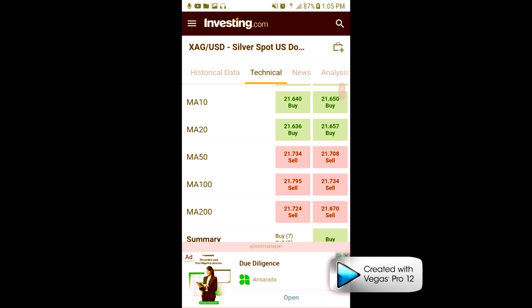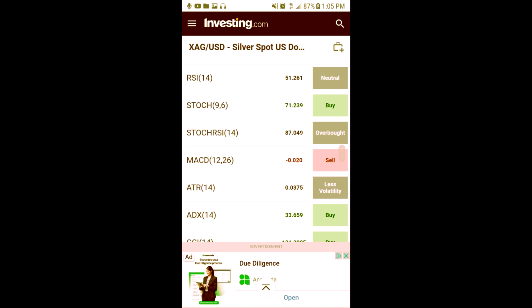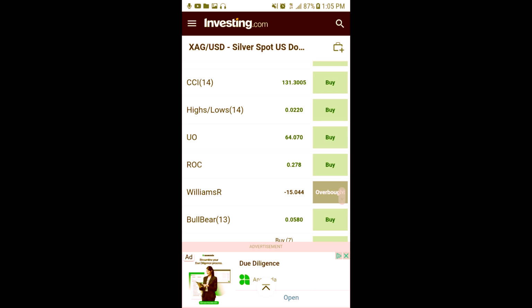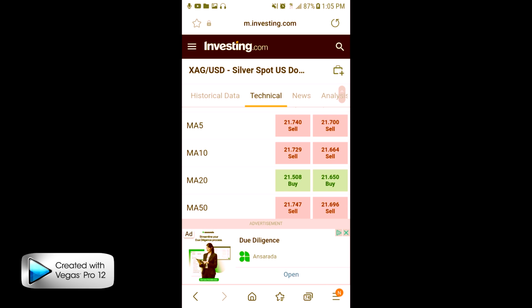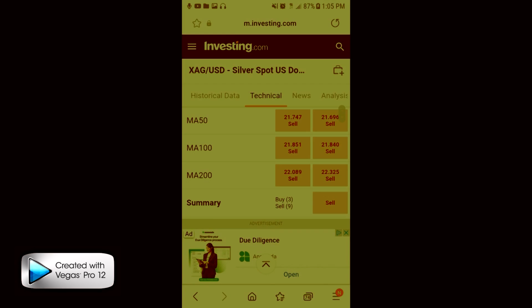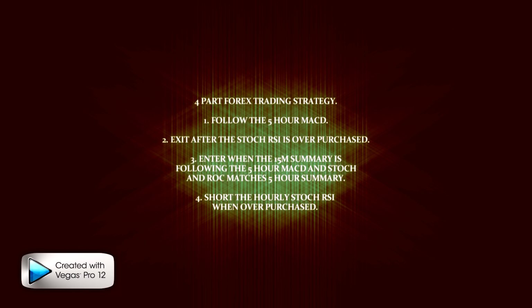The RSI 14 period is 51.261. It says neutral. The stochastic is very important. RSI, stochastic RSI, the MACD: these are the first 4 indicators you see if you're following along on this chart. We are doing this very fast. Stochastic, it's a buy. It's green, says 71.239. The stochastic RSI box is gray. It says overbought at 87.049. On the 15 minutes, we're waiting for it to say 100.